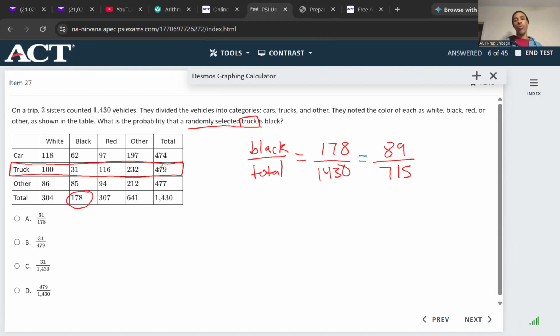So out of all the trucks, what's the probability of it being black? So the total number of trucks is 479, and the number of black trucks is 31. And that's your answer. So it's conditional probability. I did not pay attention to details, and thus I missed the conditions. Don't do like me. Do like me the second time.